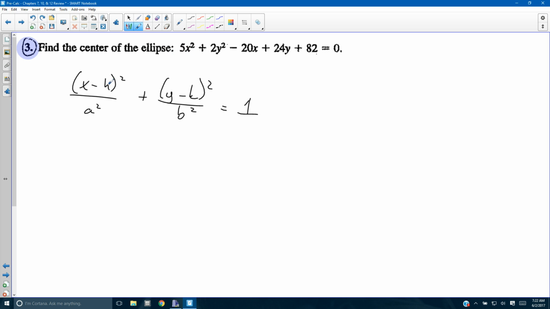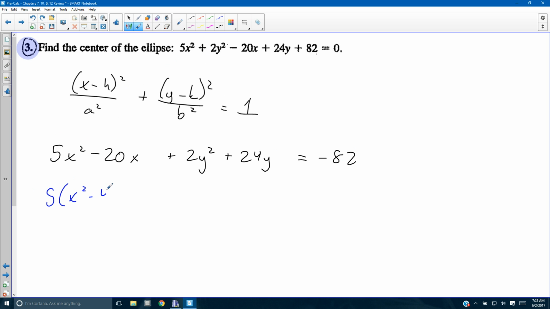Find the center. What I'm going to do is group up my x terms, 5x squared minus 20x, and group up my y terms, plus 2y squared plus 24y. And I'm going to get this constant over on the other side, equals negative 82. Now to complete the square here, I need to make sure that I get a positive 1x squared. So I'm going to factor out the 5, get x squared minus 4x. We'll complete that square in just a moment.